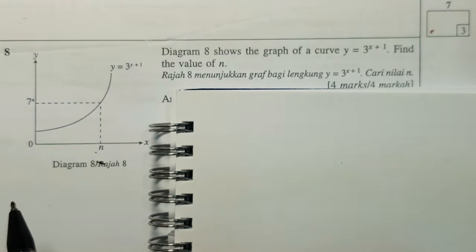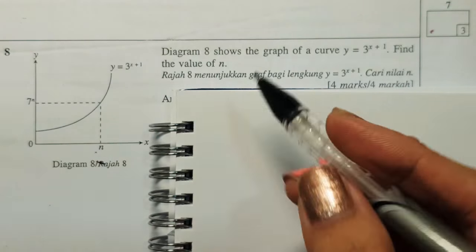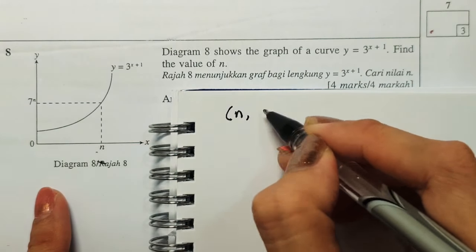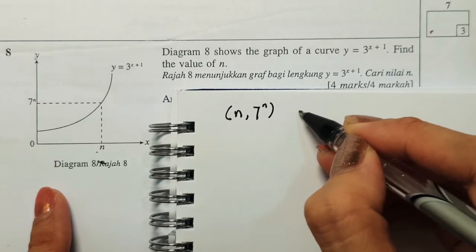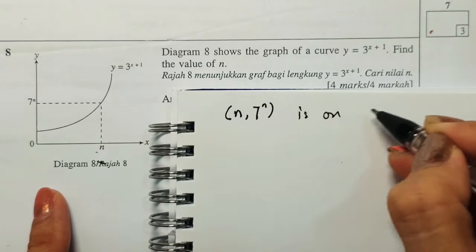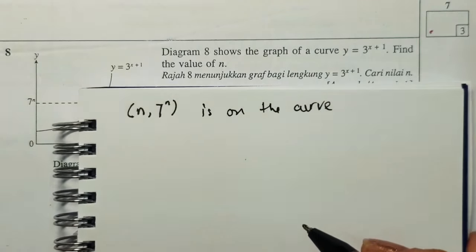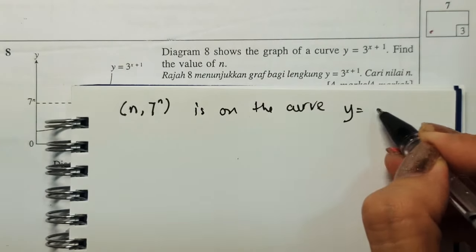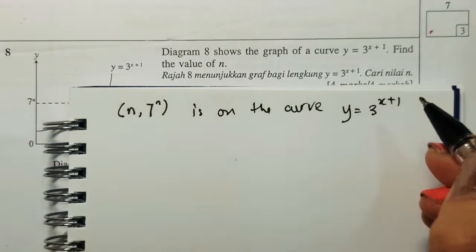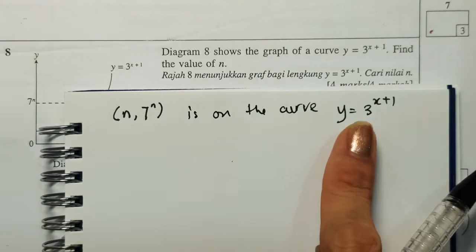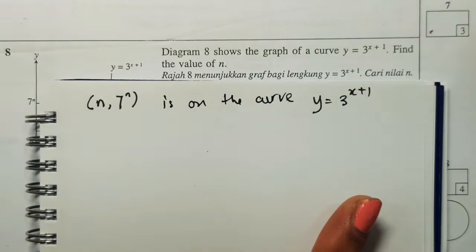Then we shall use this because this one will give us the coordinates, right? The coordinates of this point, (n, 7^n). This point is on the curve y equals 3^(x+1). Therefore, this point would satisfy the equation of this curve.